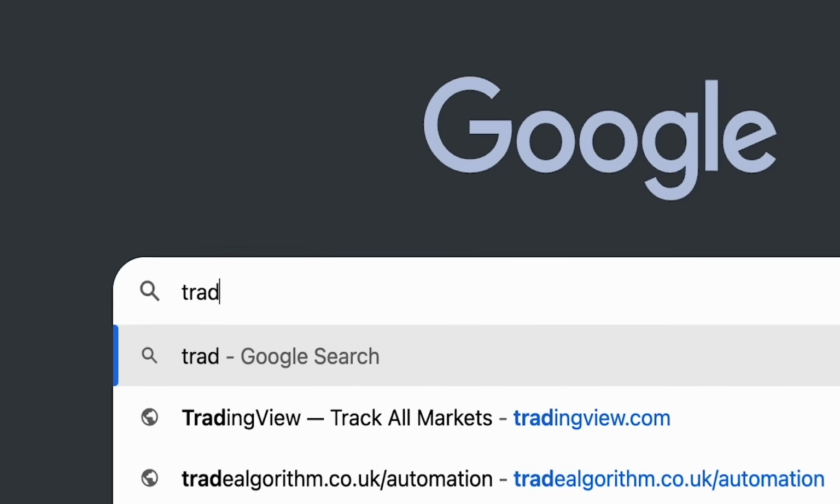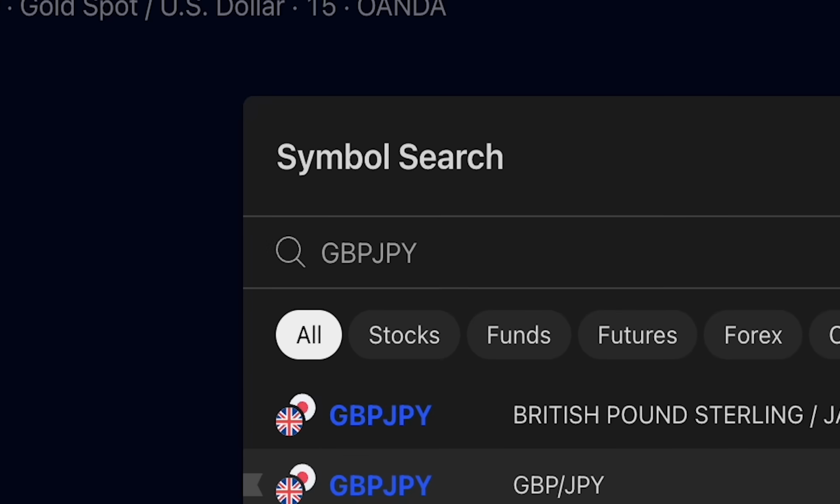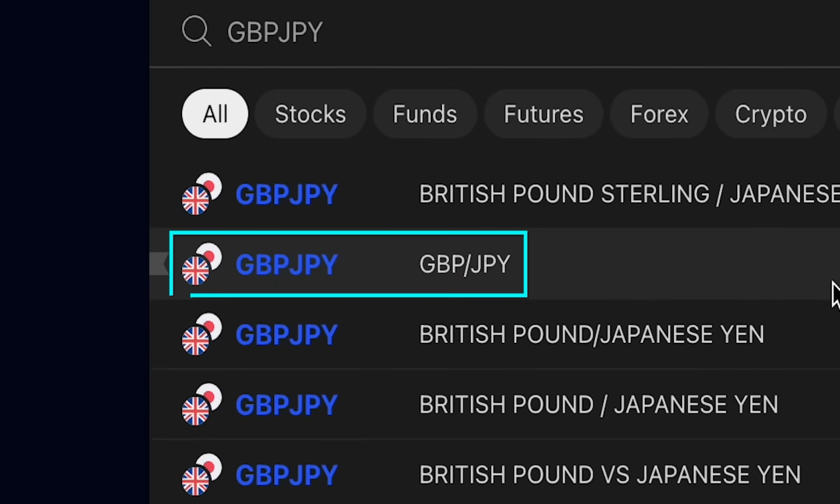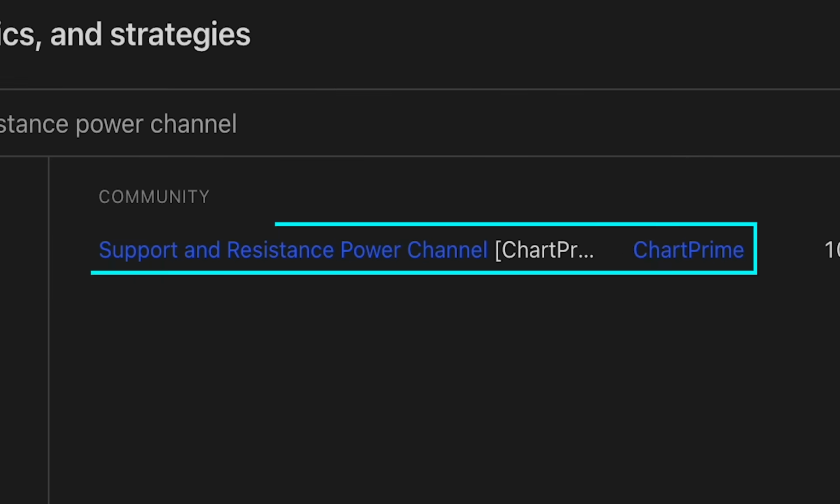Let's get into it. To add this indicator to your chart, first, head over to TradingView and pull up any market you want. I'm using the 15-minute time frame on GBPJPY, but this works on any time frame and any market. Click on indicators and type in support and resistance power channel. Make sure you select the one by Chart Prime.